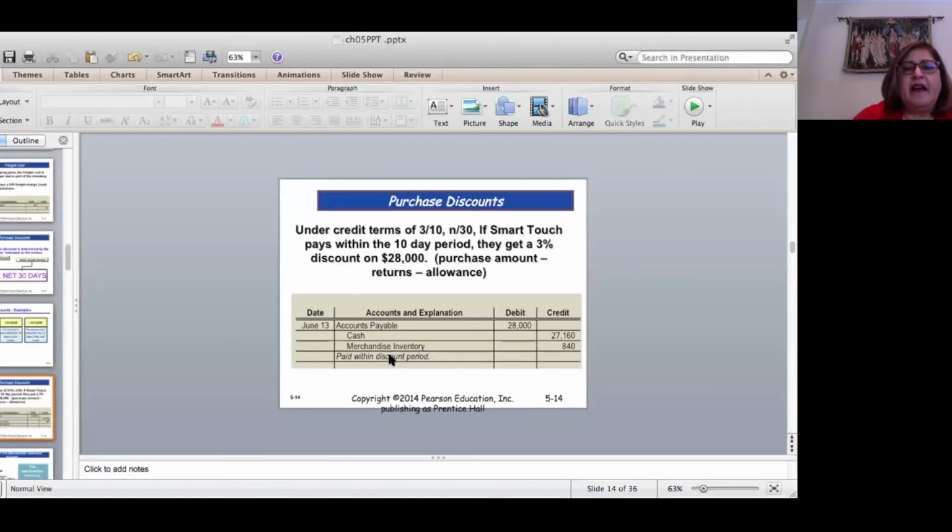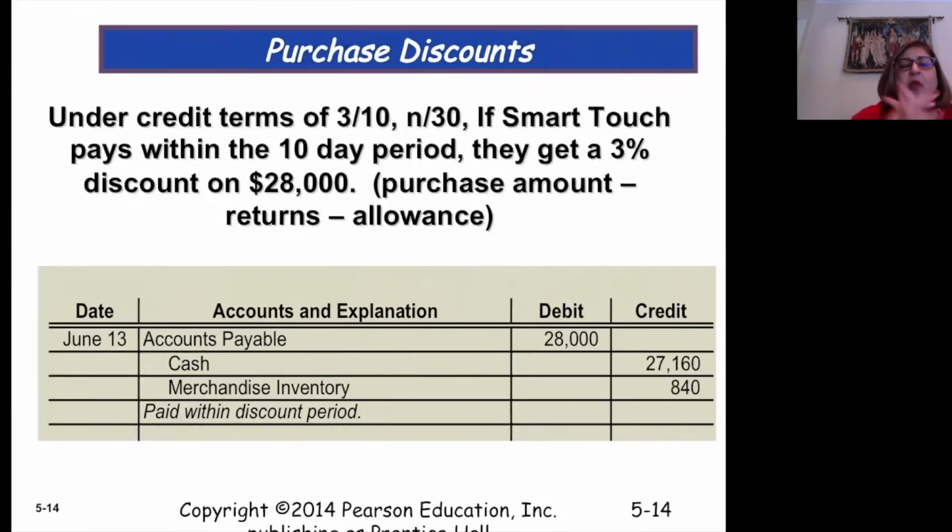And then, okay, this is the compound entry. Somebody was asking me, when would we have a compound entry? When we have to pay for inventory that we purchased within the discount period, meaning we're going to take advantage of the discount. So if the credit terms for this transaction were 3/10, and we bought it on June 3rd, plus 10 days is June 13. So if we pay even on June 13, we can take advantage of this 3% discount.